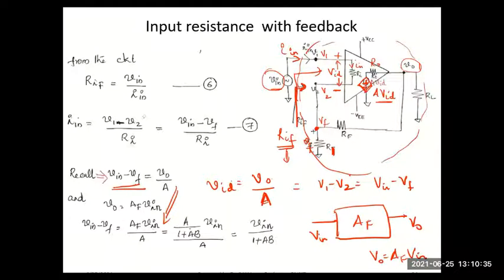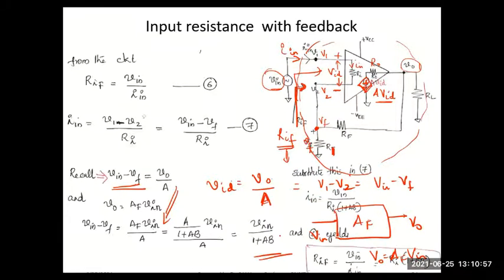AF I know is A by 1 plus A beta. We already know gain with feedback is gain without feedback divided by the desensitivity factor 1 plus A beta. I'll substitute that. And Vin I have. So simplifying, I'll get this Vin minus Vf is Vin by 1 plus A beta. One more step we'll go. I think I have to clean this out to show. Okay, I'll show it here directly.